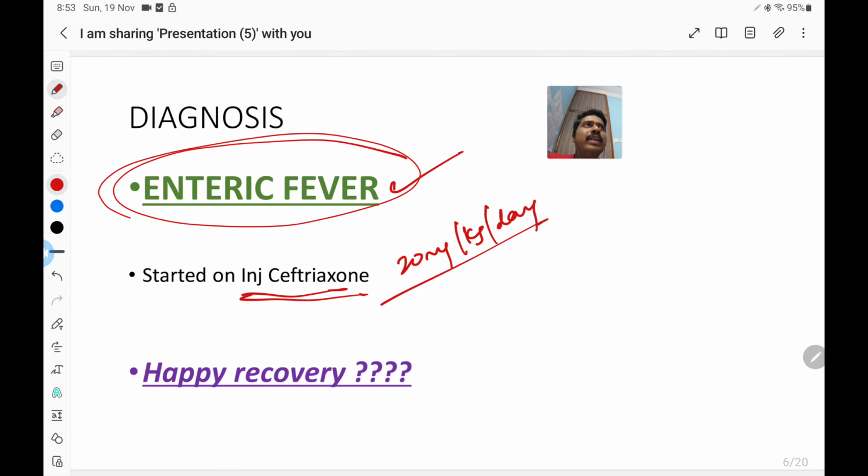And then we were expecting the patient to improve, because usually patients with enteric fever have decreased fever spikes as soon as antibiotics are started, and thereafter they'll be started on oral antibiotics, and then they will be discharged. So this will be a happy ending. So did this happen that way with our patient? No, it didn't happen. So what was wrong with our patient? So it was not a happy recovery.